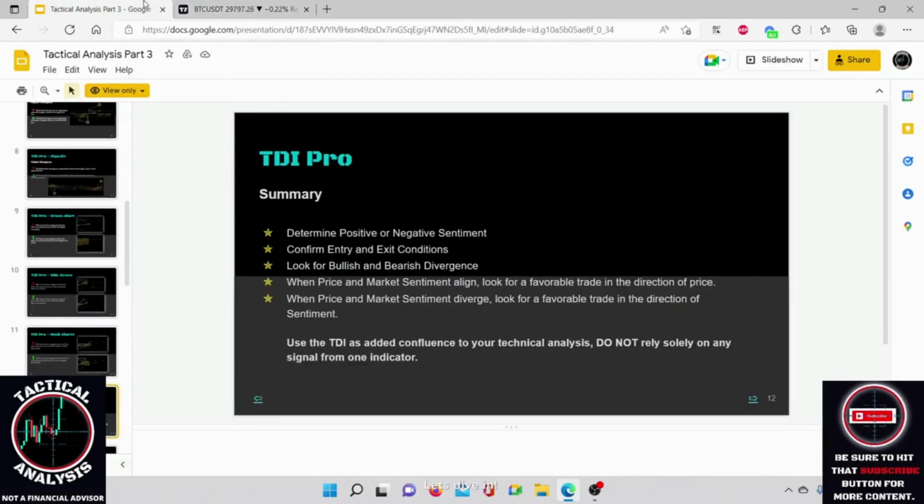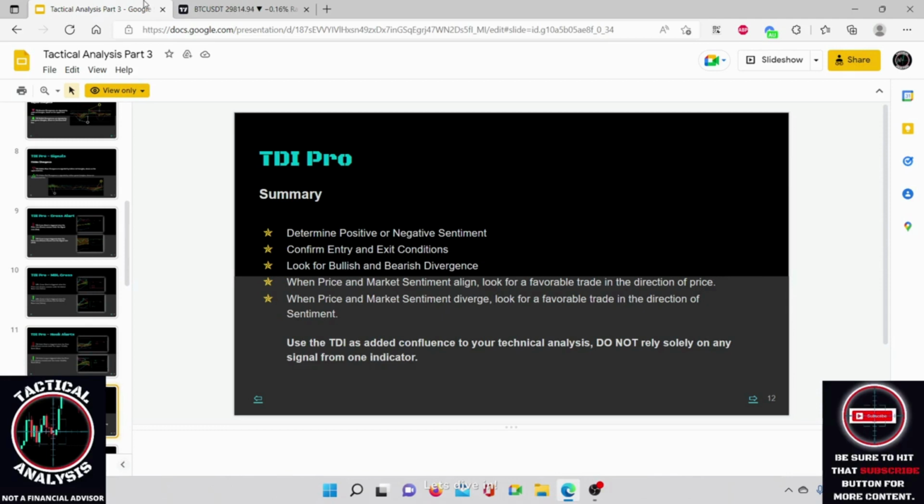The TDI Pro, in summary, determines positive or negative market sentiment. It can also confirm entry and exit conditions and add confluence to those. We look for bullish and bearish divergence. We look for when price and market sentiment align, so we can look for a favorable trade in the direction of price. When the price and market sentiment diverge, we look for a favorable trade in the direction of the sentiment.